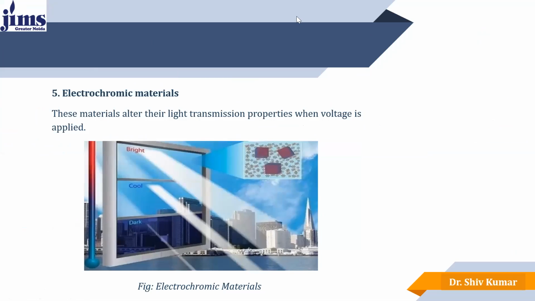The next is electrochromatic or electrochromic materials. These materials alter their light transmission property when voltage is applied. When the temperature is low, the light transmission capacity is comparatively low, and when the temperature rises, the brightness or light transmission property of the material increases. That is why it is called electrochromic. Chromic means color, and color means light. That may be dark, that may be light.